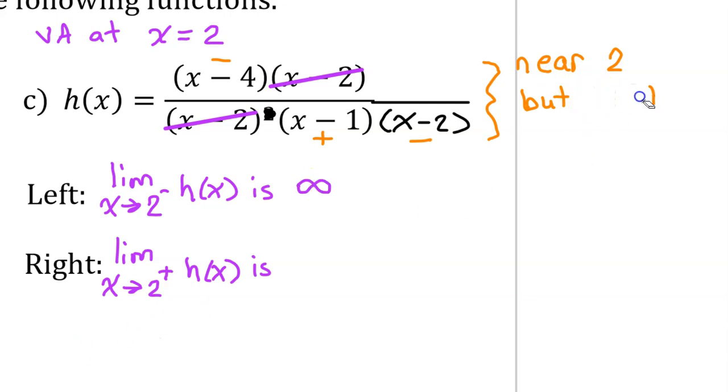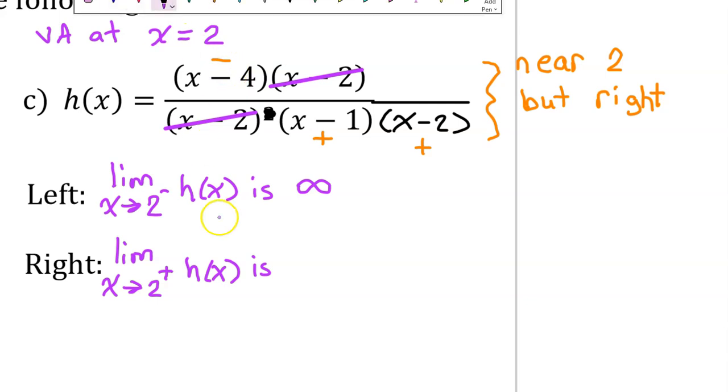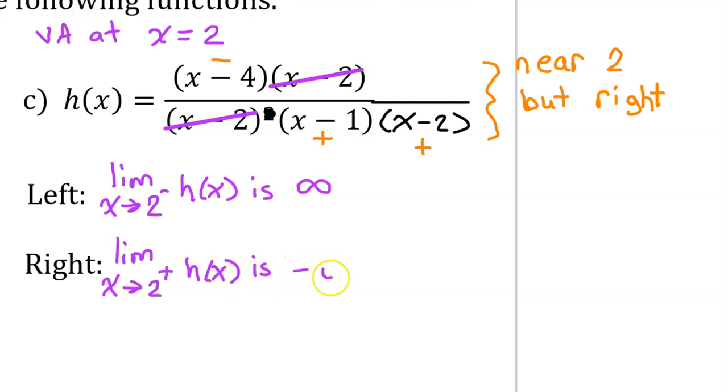Okay, how about near 2 but to the right? This is the only one we have to change. X minus 2 is negative to the left of 2 but positive to the right. For example, if x is 2.1, 2.1 minus 2 is positive. Or even if x is, let's say 3, that's to the right, 3 minus 2 is positive. The overall sign of h of x in this case will be negative, because we have an odd number of negatives. In other words, the limit as x approaches 2 from the right of h of x is negative infinity.